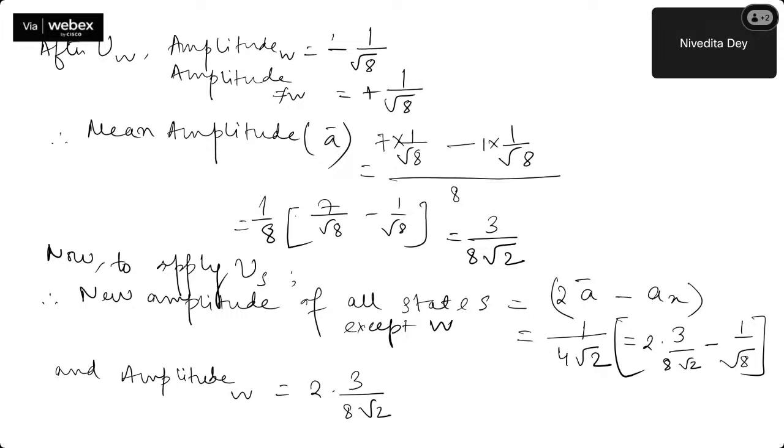But here it will be 2a bar minus ax, where ax is minus 1 by root 8. Why am I writing it? Just to show you how, because of the inversion and the US operator, because the phase was inverted, now that I am applying the US operator, how beautifully it is amplifying it. All these things will be added up. If you calculate it, you will get somewhere around 5 by 4 root 2.